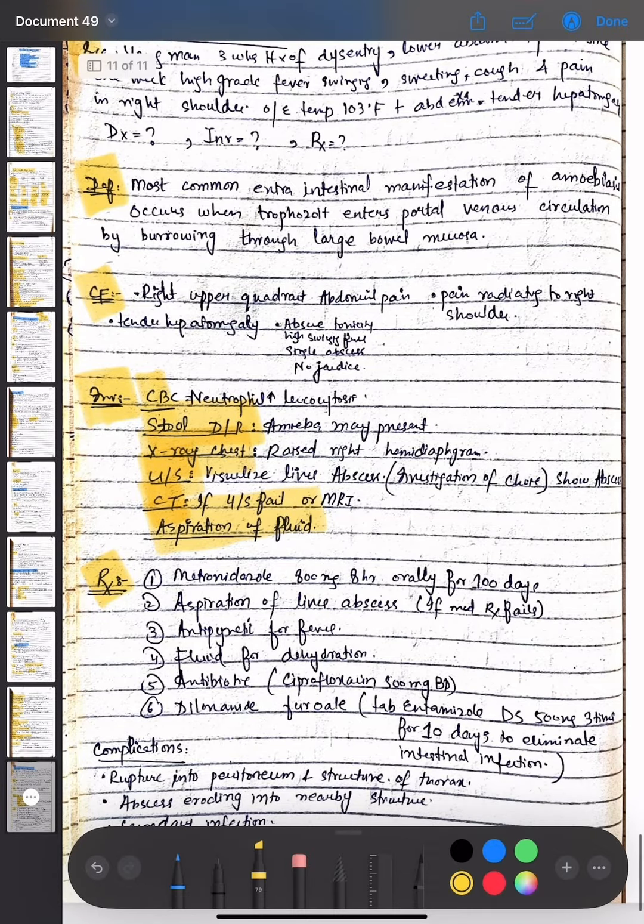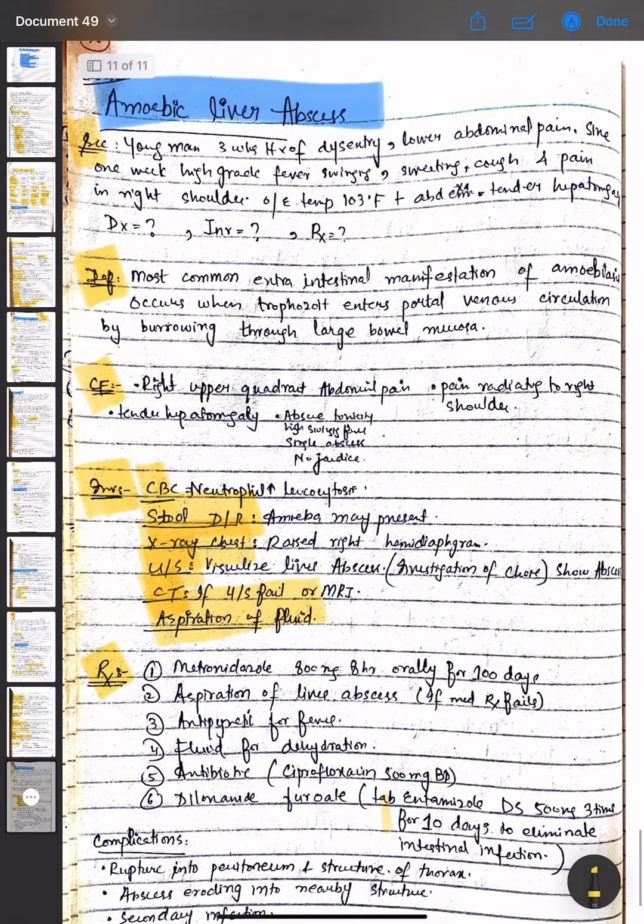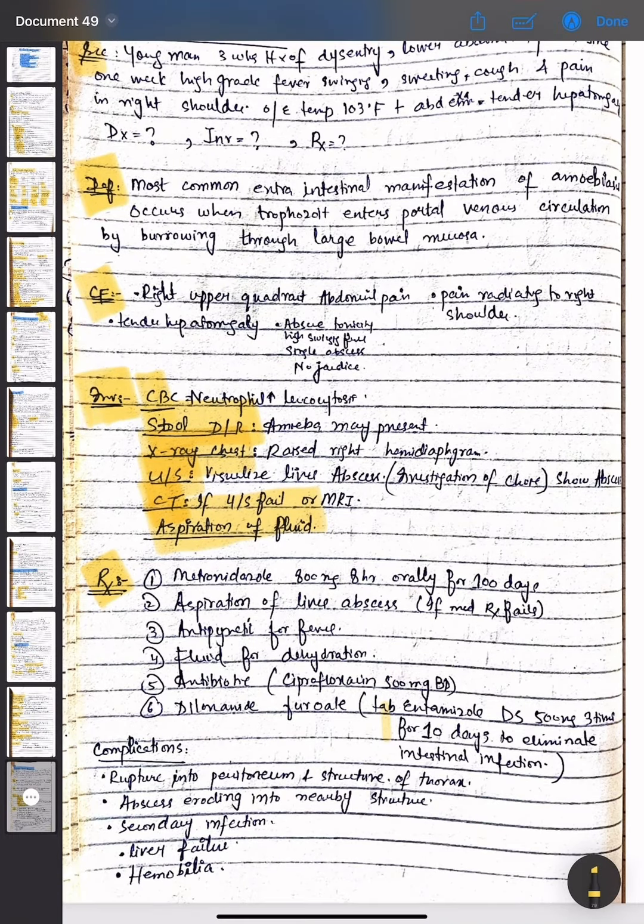The treatment options for amoebic liver abscess are metronidazole 800 mg orally 3 times daily for 10 days, and aspiration of the liver abscess if medical treatment fails. Antipyretics for fever are given, fluids for dehydration are given, antibiotic ciprofloxacin 500 mg is given, and diloxanide is given for amoebic liver abscess. Complications of abscess are rupture into the peritoneum and structures of the thorax, abscess eroding into nearby structures, secondary infection, liver failure, and hemobilia.